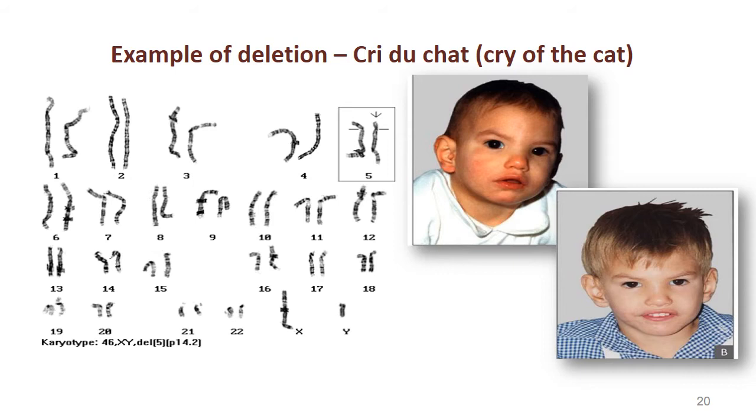Example of deletion is Cri-du-chat syndrome or cry of the cat, a specific deletion of a small portion of chromosome 5. These children have severe mental retardation, a small head with unusual facial features, and a cry that sounds like a distressed cat.